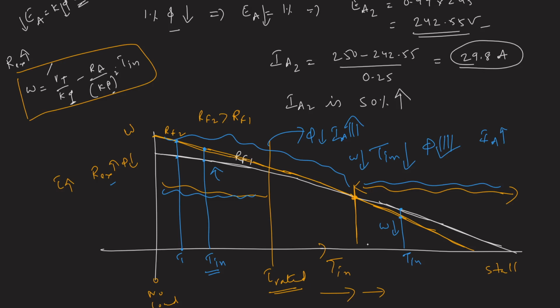Okay, so this is all about field control. From no load to rated load, if I want to operate above the rated speed, then field control is the best choice. Are you following? Between no load and rated load, if I want to operate above rated speed, then field control is the best choice.